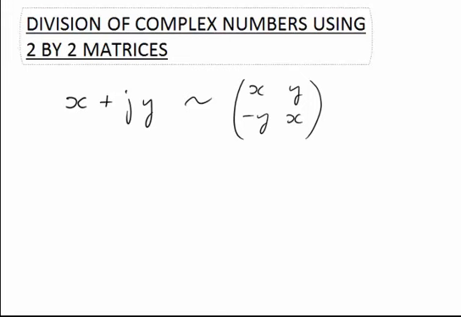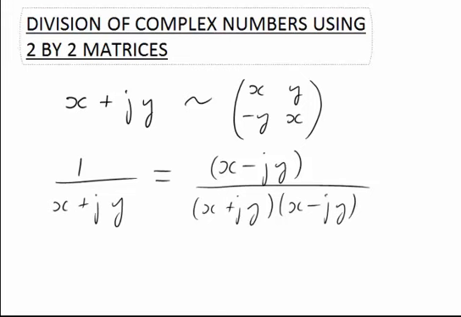Let's consider the reciprocal 1 over x plus jy. Let's remind ourselves how we did that using complex numbers first of all. I hope you remember this. You basically take the complex conjugate of the denominator and multiply it on the top and the bottom in the way that I've shown here.